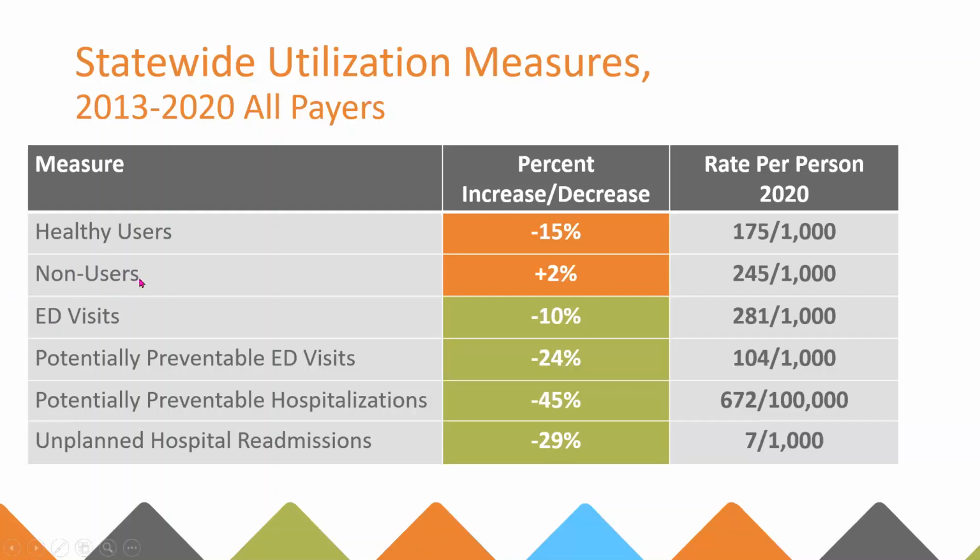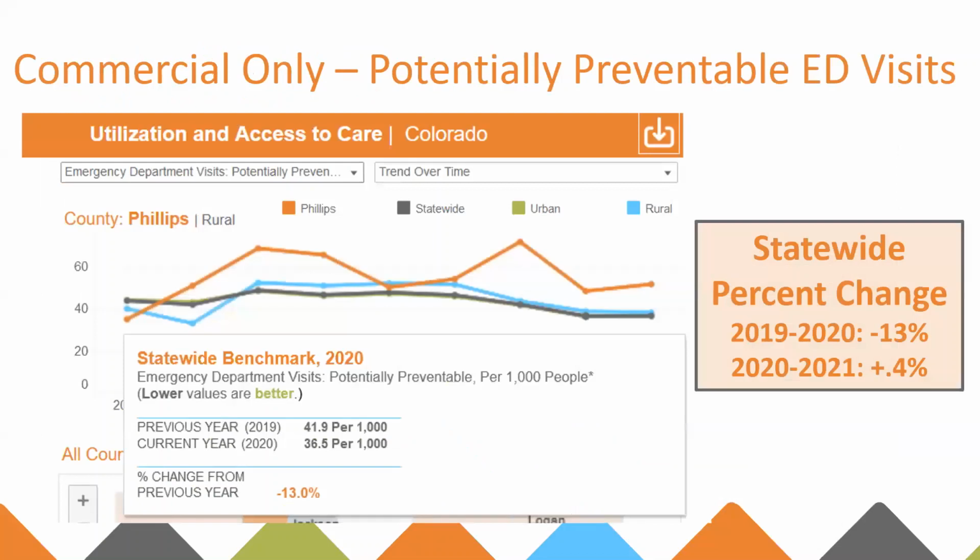And similarly, non-users, the people who aren't using their insurance at all, we want that to be going the opposite direction too. So it went up and we want that to be going down. But we did see some positive things: ED visits in general went down 10%. Potentially preventable, which we really don't want those things to be happening in the ED visit. We want that to happen in urgent care or doctor's offices. That went down 24%. Similarly, potentially preventable hospitalizations went down 45%. That's great news. And unplanned hospital readmissions went down almost 30%. So some good trends in terms of right place of service.